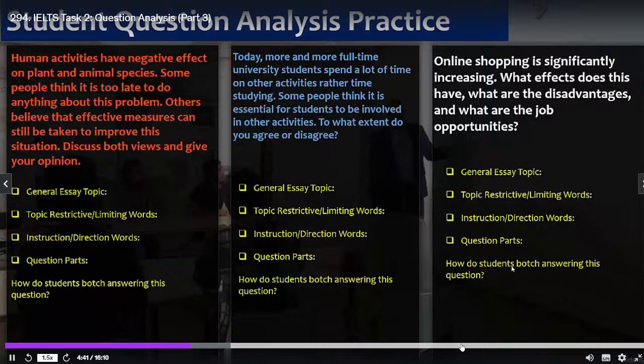Second question in blue. Today, more and more full-time university students spend a lot of time on other activities rather than time studying. Some people think it is essential for students to be involved in other activities. To what extent do you agree or disagree? Third question. Online shopping is significantly increasing. What effects does this have? What are the disadvantages? And what are the job opportunities? Okay, stop the lecture, take a couple of minutes, and do a full analysis.